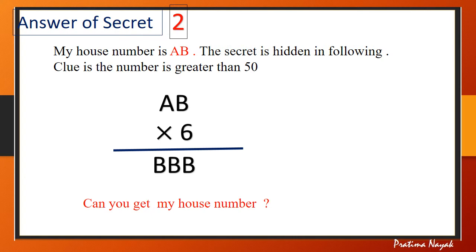Next is the answer of secret 2. The house number is AB. The secret is hidden in the following: AB multiplied by 6 is BBB. Have you got it?